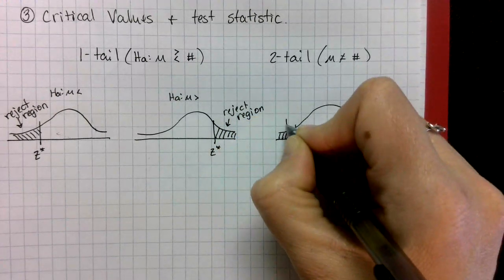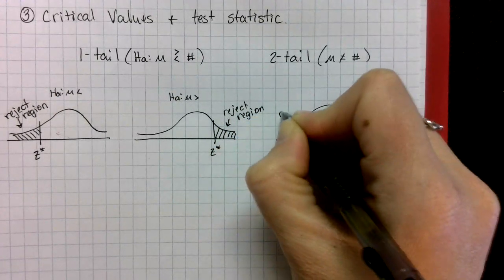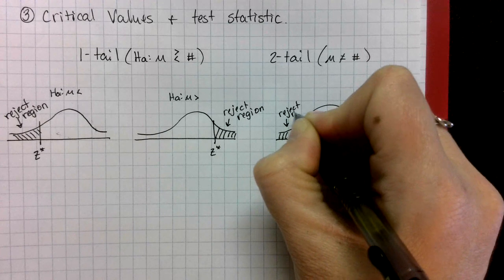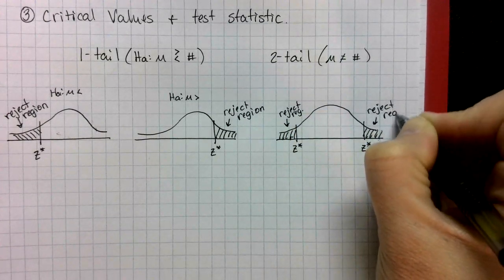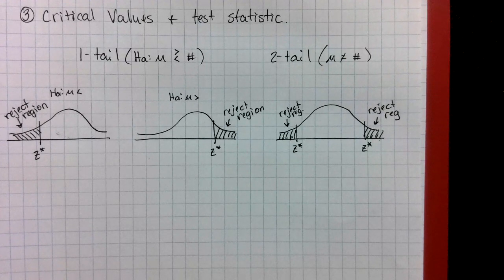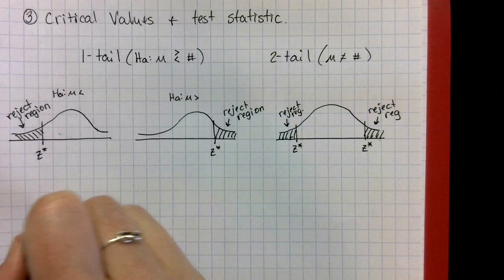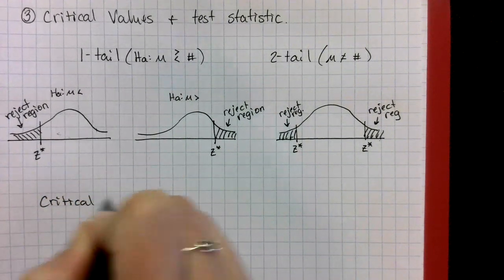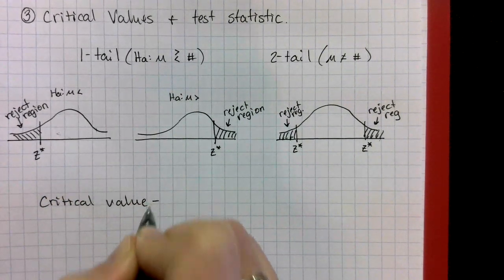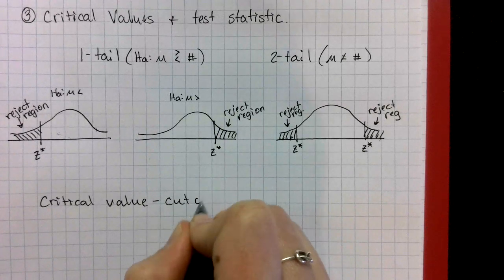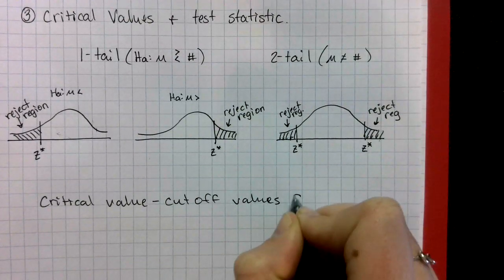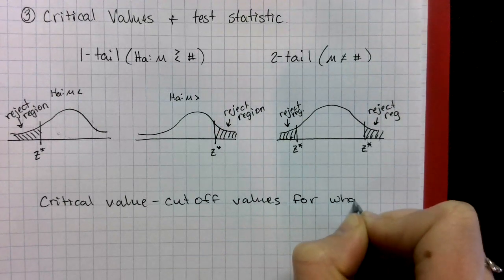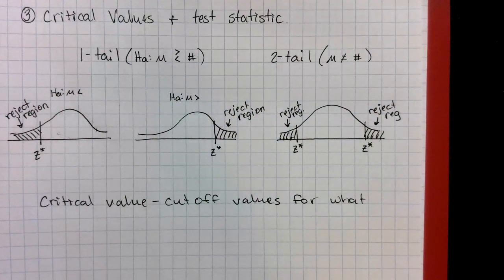And on a two-tail test, we have 2 of those. Okay, so those are your critical values. These are the cutoff values for what is acceptable.